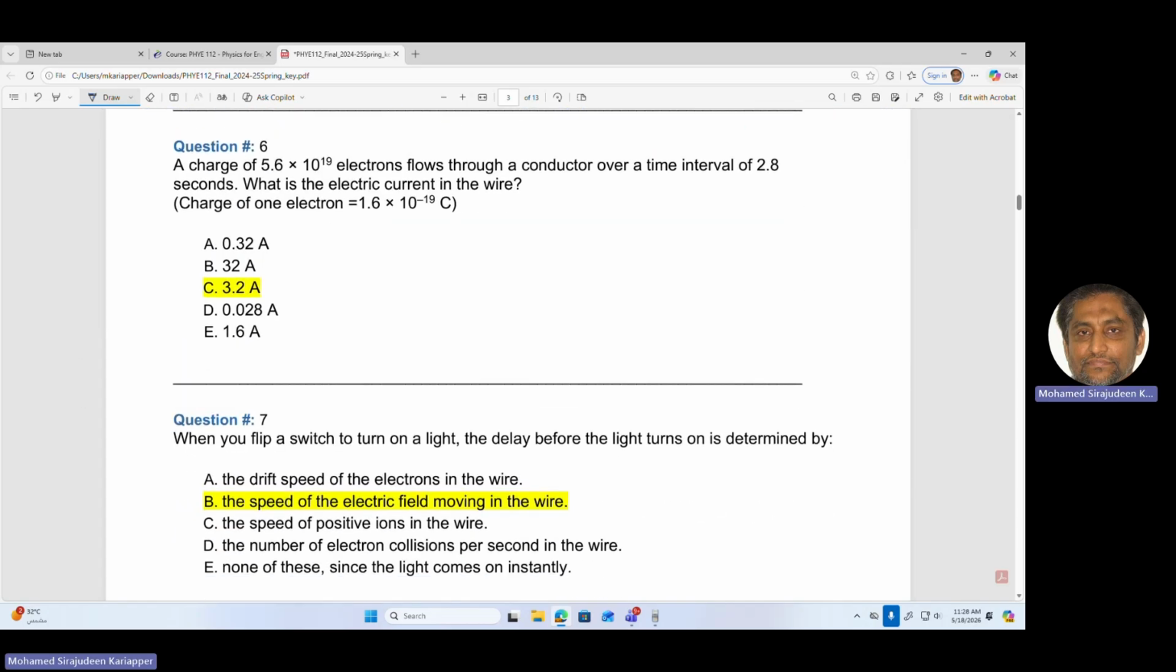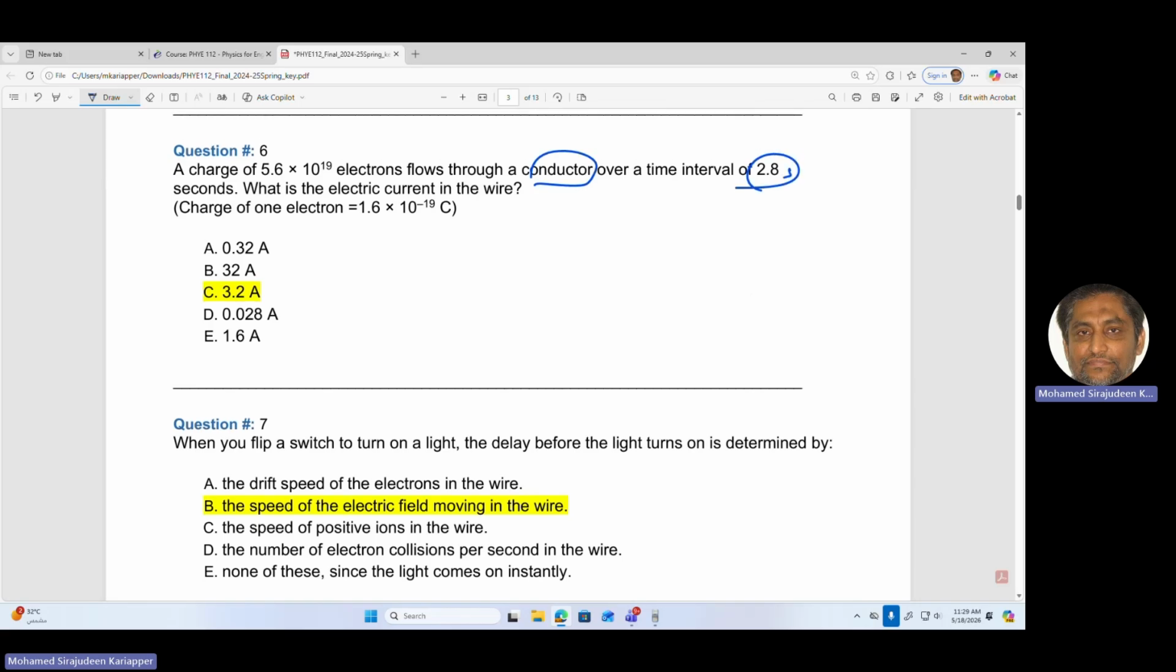Number 6. A charge of 5.6 times 10 to the power 19 electrons, that is the number of electrons, not the charge, flows through a conductor over a time interval of this much time. What is the current? So what is the definition of current? That's the symbol for current.